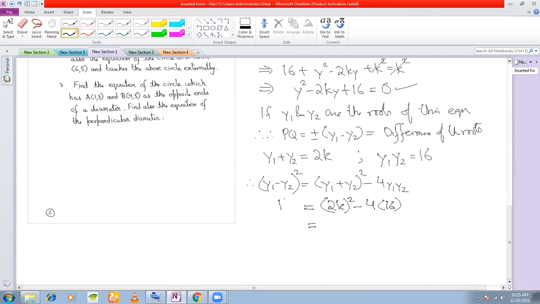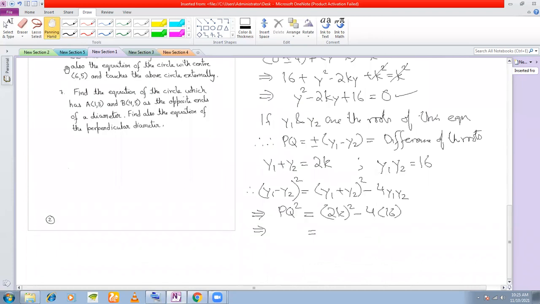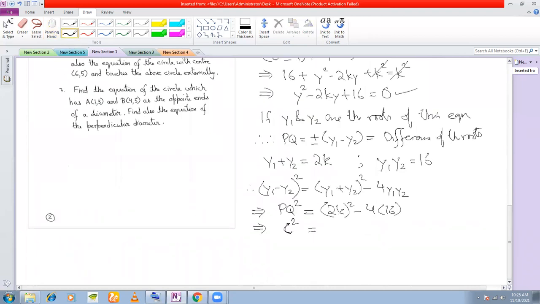This is PQ squared, isn't it? So how much is PQ given here? The length of PQ is given to be 6 units, right? So put 6 units here. 6² = 4k² − 64. So you get 4k² = 36 + 64. That means 4k² = 100, that means k² = 25.